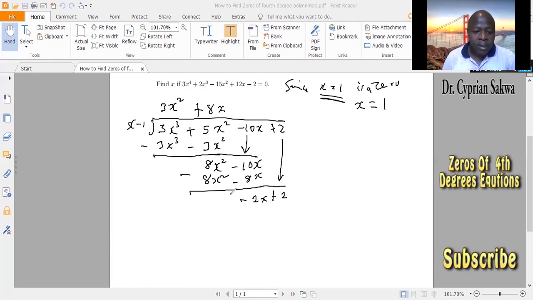So how many times does that one go there? It's minus 2 times. So that will give us minus 2x and then plus 2. Subtract and you get 0. So what do we have?